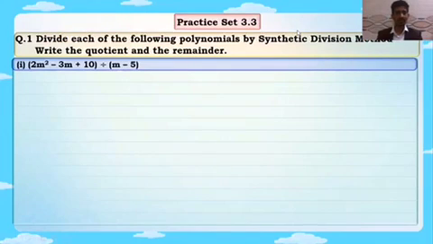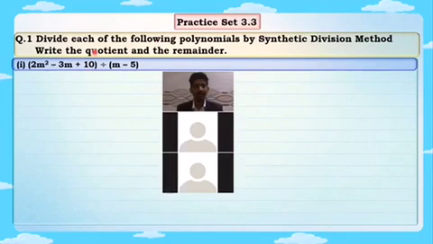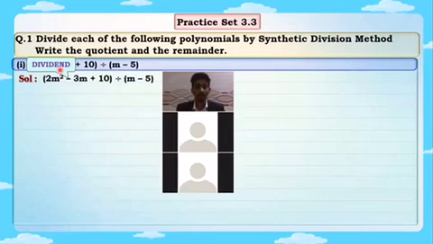And the question is, divide each of the following polynomials by synthetic division method. Write the quotient and the remainder. First polynomial को divide करना है by the second polynomial. So students, over here, the polynomial which we need to divide, that is this first one, this polynomial is called as dividend. इसको हम लोग क्या बोलते हैं? Dividend. The polynomial which we need to divide, that polynomial is called as dividend.